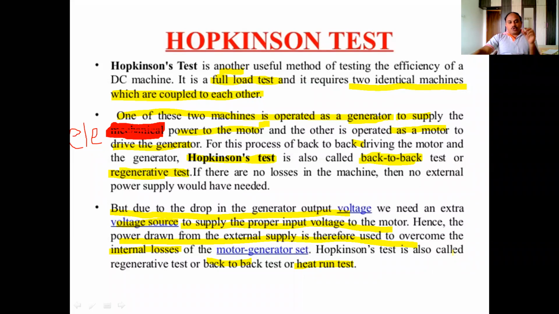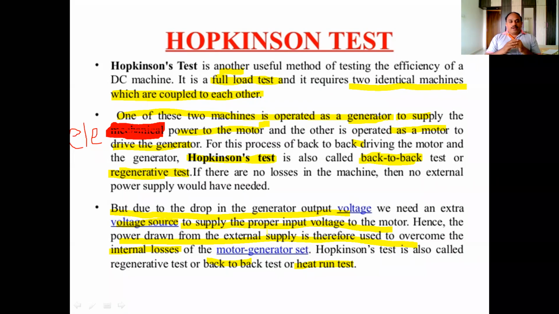Heat run test: to determine the heat generated in the machine, the test must run continuously, from half an hour to 1 hour, like that. If the test is conducted in that manner, that test is called heat run test. So Hopkinson, back-to-back, regenerative, or heat run test.